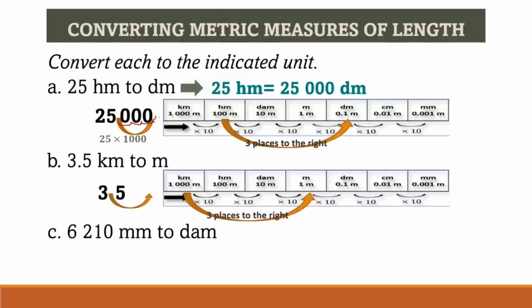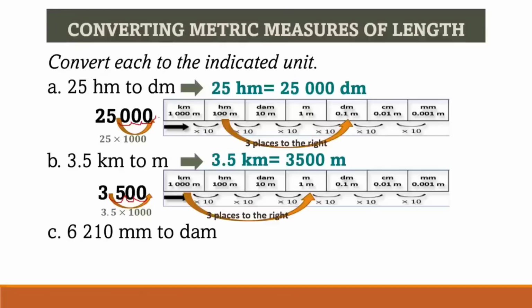When we do that, we will have 1, 2, and 3. There are no digits in these two place values, so we have to annex 2 zeros. And our answer will be 3,500 meters. Or we can say 3.5 kilometers is equal to 3,500 meters.